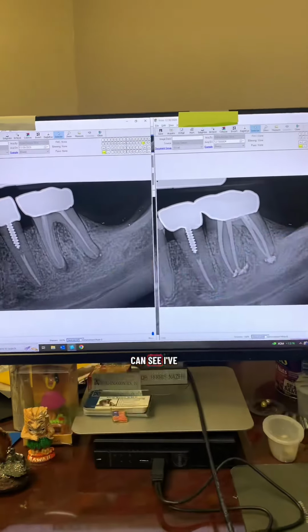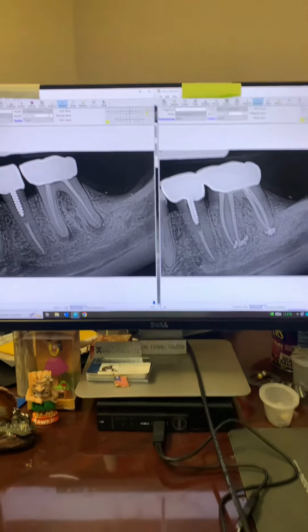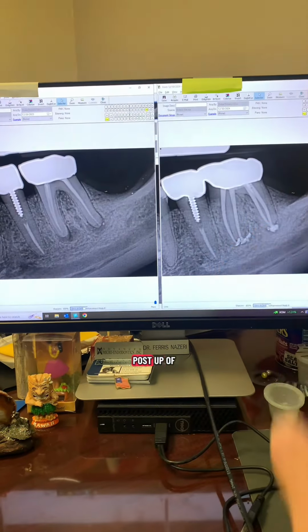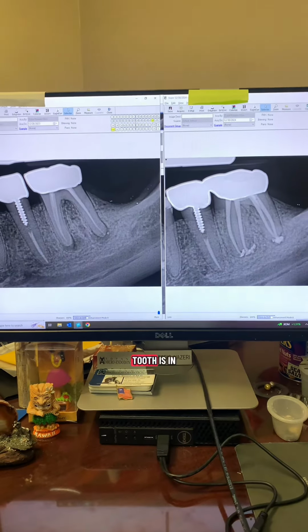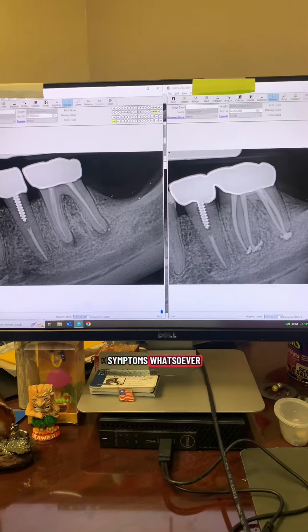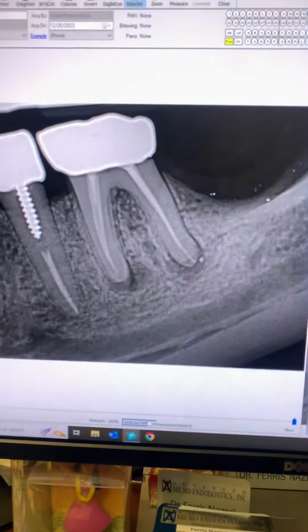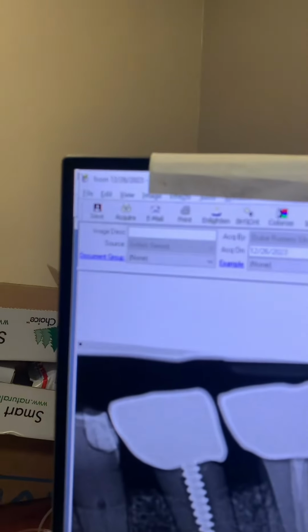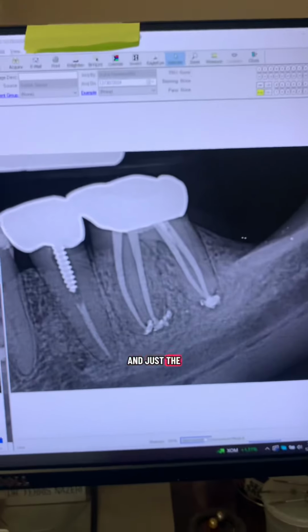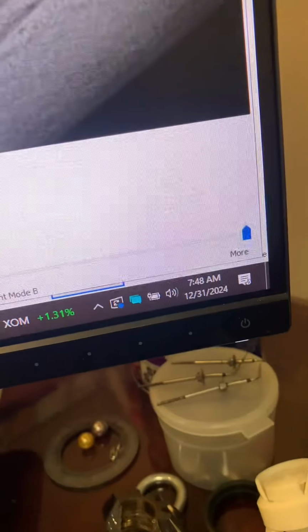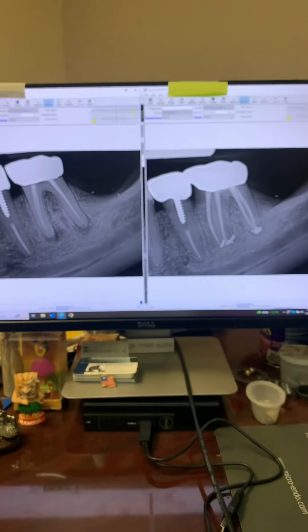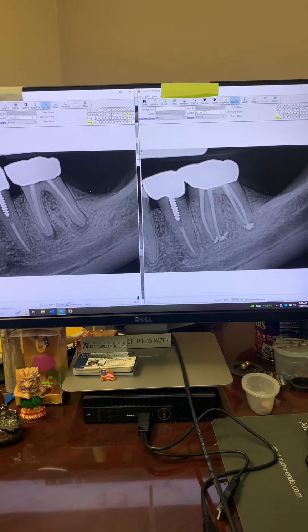But as you can see, I've posted hundreds of these cases. So 1 year post-op of tooth number 19, as you can see, the periapical lucency is healed completely. Tooth is in full function. Patient has no symptoms whatsoever. 1 year ago, and just the other day. And this is today's date. Excellent.